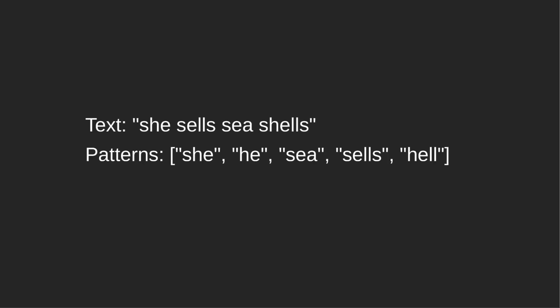I'm going to use a simple example to show you the mechanics. We've got the text, "She sells seashells," and we're searching for these patterns: she, he, see, sells, and hell. First thing the algorithm does is build what's called a trie. You start with a root node, then you insert each letter of the pattern. So let's add she. We create an S node from the root, then H from S, then E from H. Mark that E node as an endpoint because she is one of our patterns.